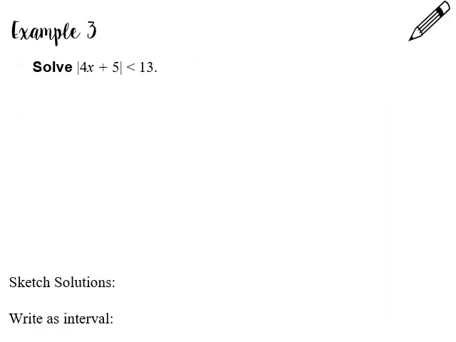So here's our first concrete example of solving an absolute value inequality. We're going to do it the exact same way that we solved an equation. I'm going to set the positive portion less than or equal to 13, and I'm going to set the negative portion less than 13 and solve both. We'll sketch the solution and write our solution as an interval at the end.